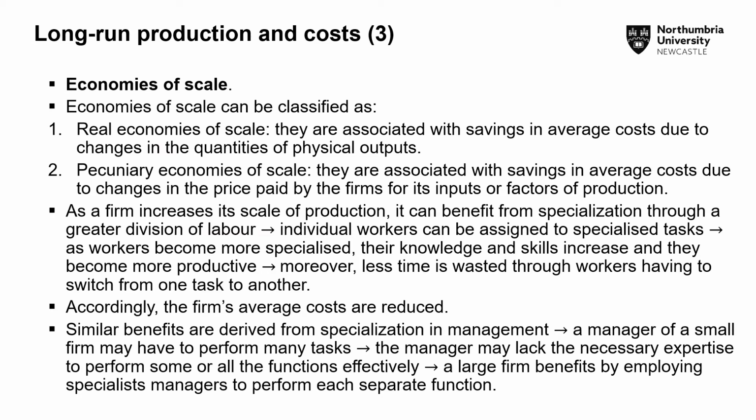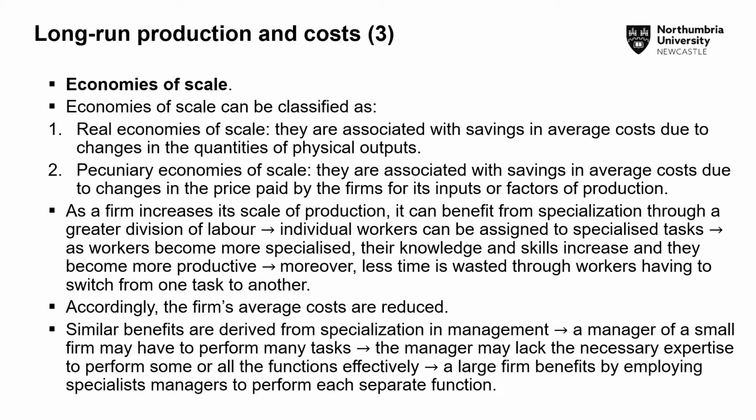So what exactly are they? Well, we can have two types of economies of scale. First of all, there are real economies of scale, and these are economies of scale that arise with savings in average costs due to changes in the quantities of physical outputs. So as you produce more, costs begin to fall. That is essentially what it is saying.